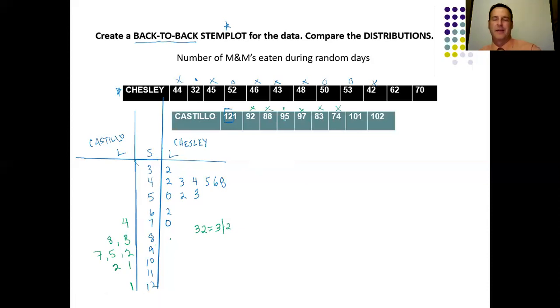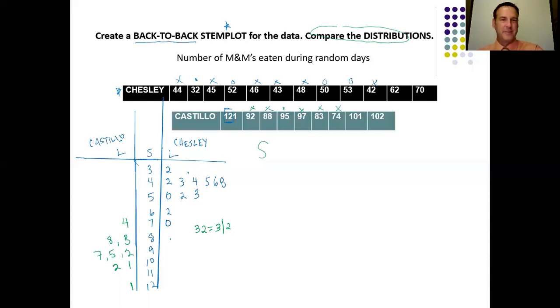All right, now comparing the distributions. Big part of your answer. In fact, that's bigger than the math piece that you see here. But what they want you to do is compare using SOCS, those four items, the differences between Miss Chesley and Mr. Castillo.